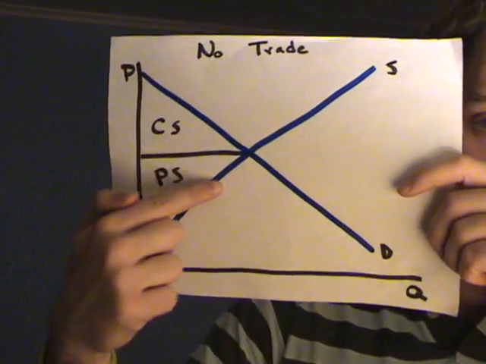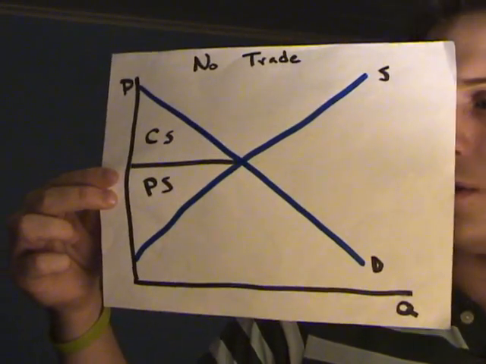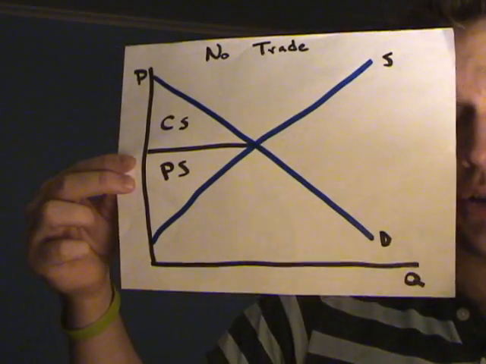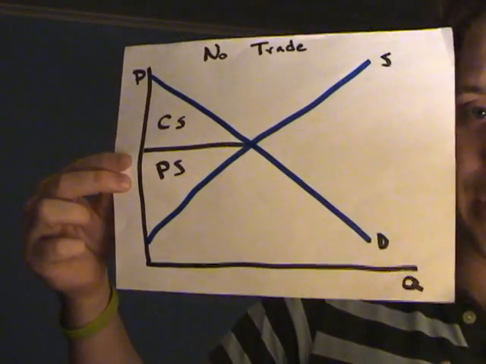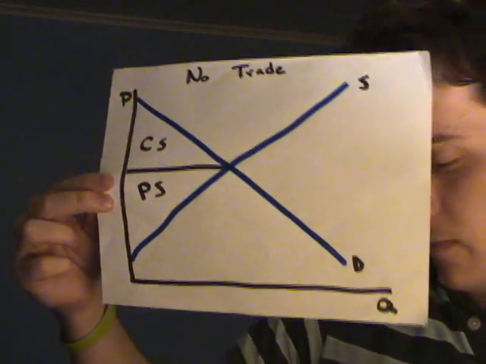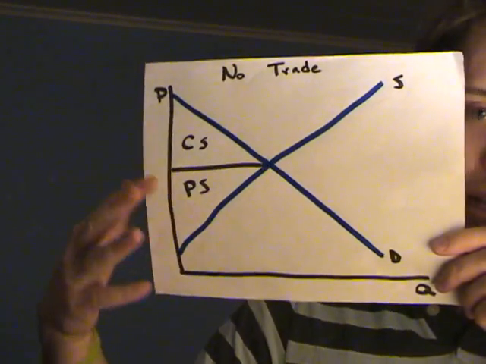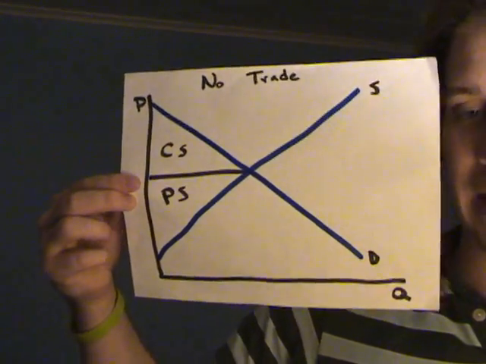So producer surplus, this triangle, is the difference between what it costs producers to produce a good and what they're selling the good for. So here's the market clearing price in this country, and there's your just standard supply and demand graph.